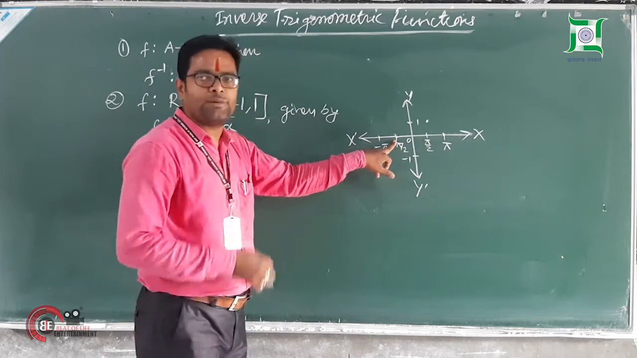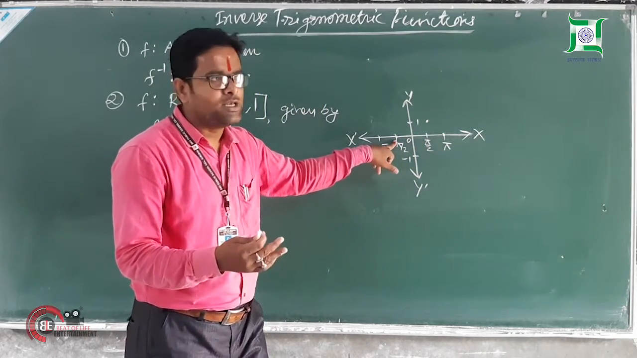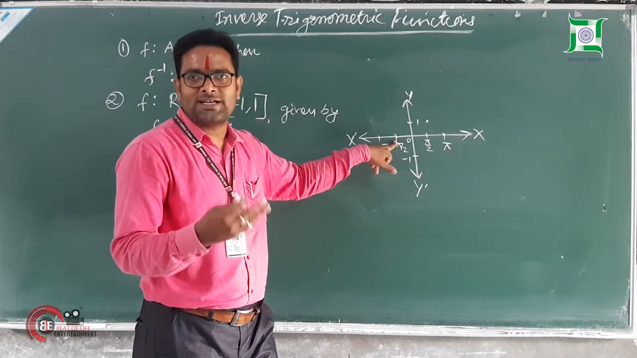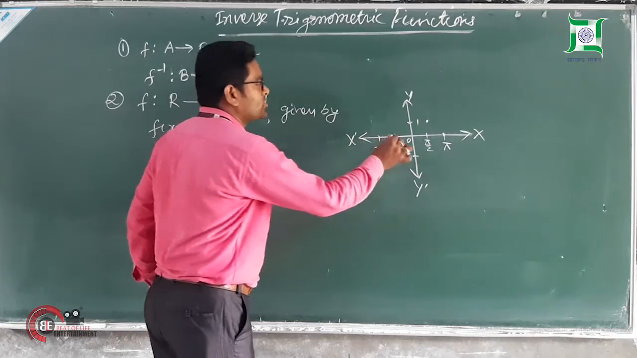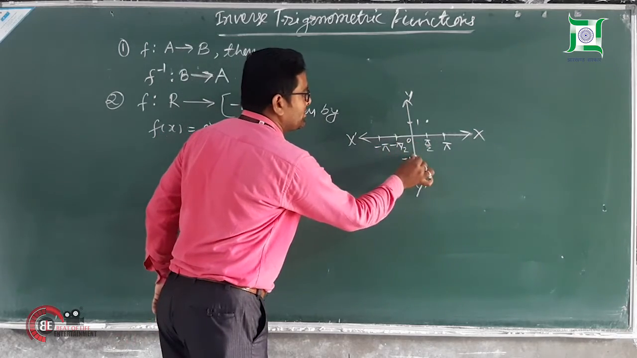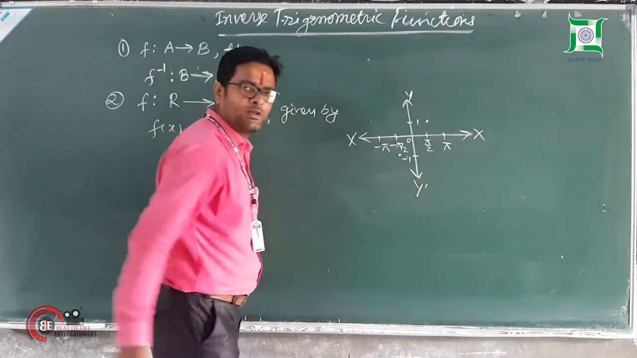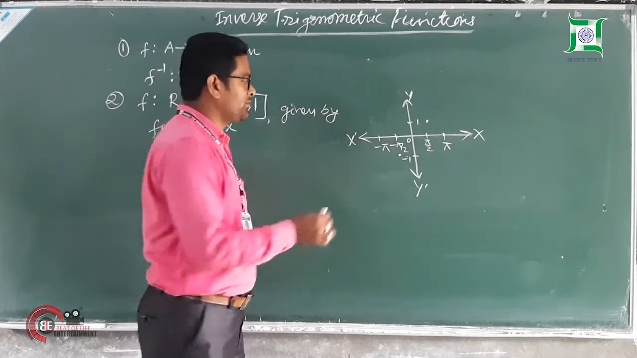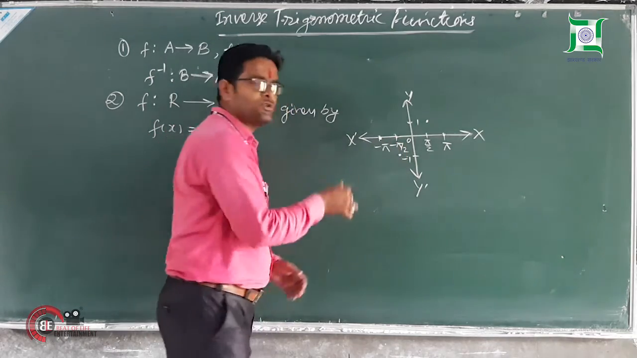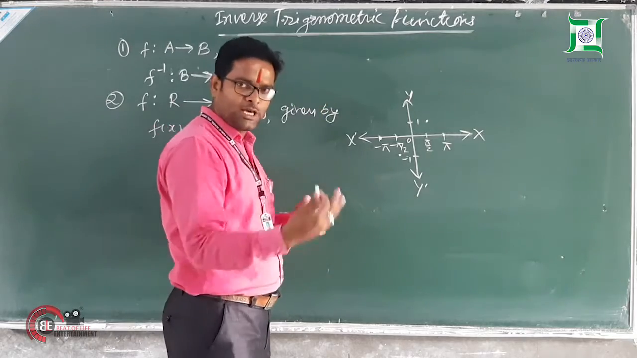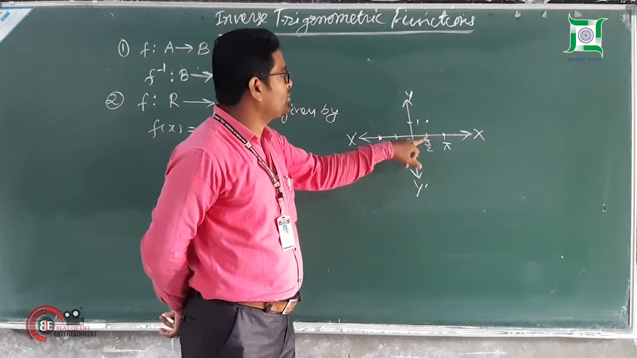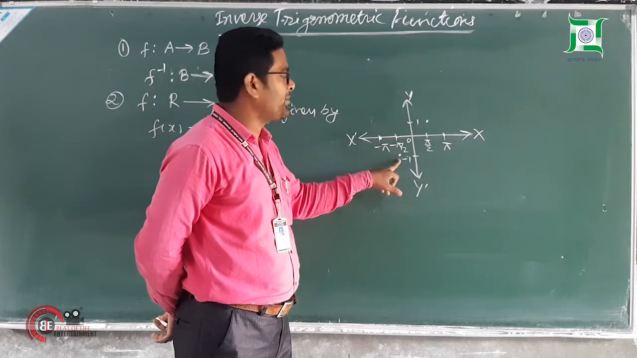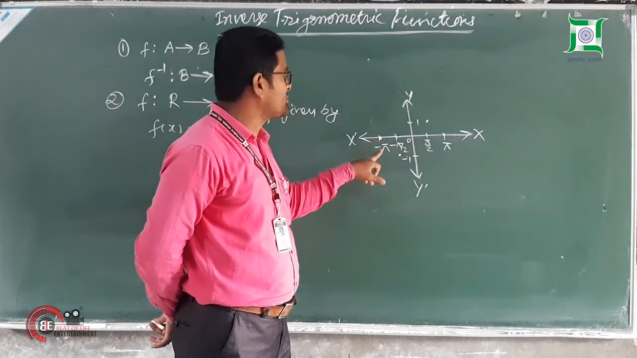For sine minus pi by 2, as you know from class 11 trigonometry, sine minus pi by 2 is equal to minus sine pi by 2, that is minus 1. So at minus pi by 2, the image will be minus 1. Sine minus pi is minus sine pi, again 0. So here will be the point. Let me repeat: sine pi by 2 becomes 1, sine pi becomes 0, sine minus pi by 2 becomes minus 1, and sine minus pi becomes 0.